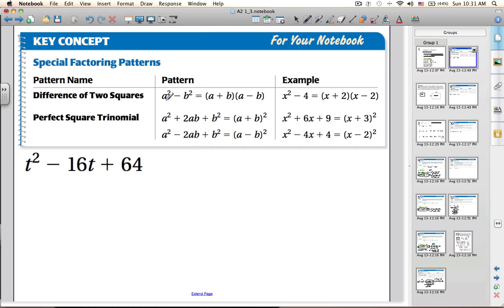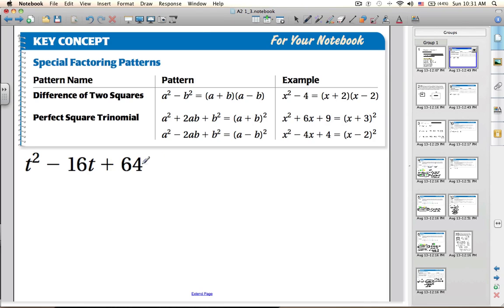So you'll notice that in all of these special patterns, the first term is a perfect square, and the last term is a perfect square. And then we're checking these middles, right? Here I need a middle that comes up to be 0. And here I need a middle that will be 2 times the square root of the first term times the square root of the last term.